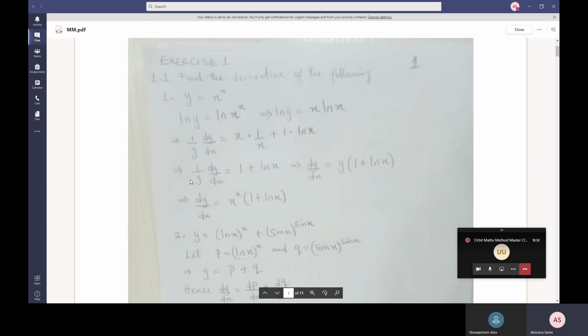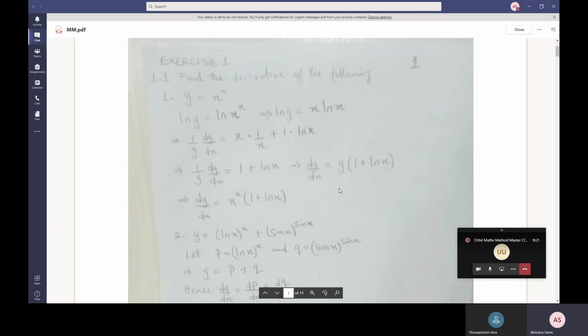But what do I need to find? I need to find dy/dx. So it means this 1 over y is not supposed to be here. How do I get rid of it? I can multiply both sides by y so that it goes up here. So y times this becomes dy/dx, then y times this becomes y times 1 plus ln x.